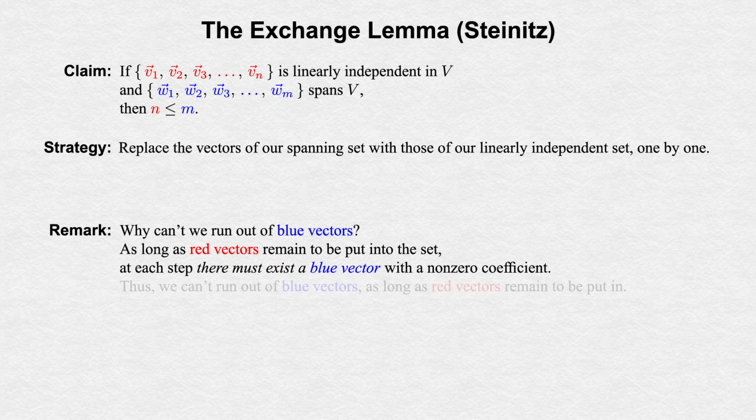This must be the case as long as red vectors remain to be put in, or else we'd obtain a non-trivial linear relation on our linearly independent collection. So we're all good. If you're interested, you're welcome to rewind a bit to see this in action now that you know what to look for. Let's follow up with a quick consequence of this lemma.